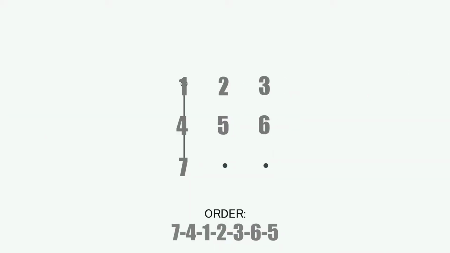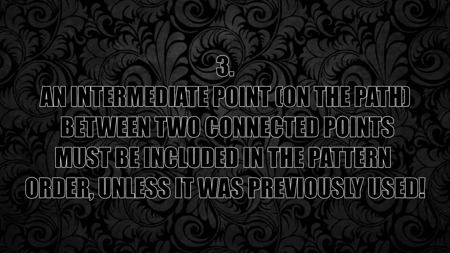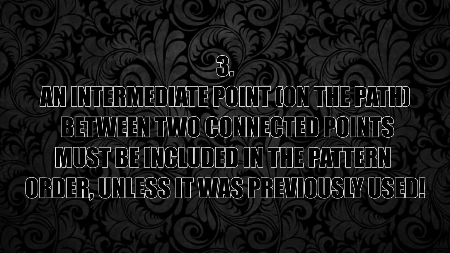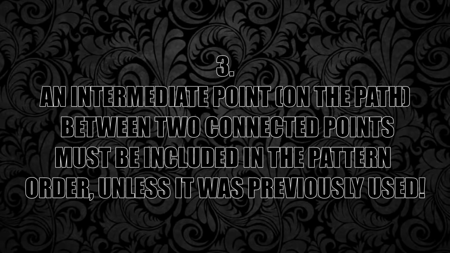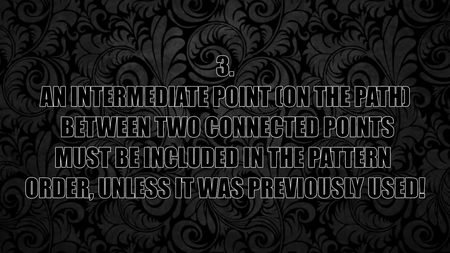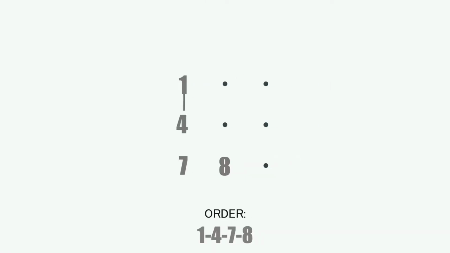So once a particular point is connected with another, you cannot use it again. However, you can cross over it to get to an unused point, but we'll get to that after rule number 3, which implies that an intermediate point between 2 connected points must be included in the pattern order unless it was previously used. For example, the L-shaped pattern that you can see on screen will always be in the order 1, 4, 7, 8, despite the fact that 1, 7, 8 would create the exact same pattern. In this particular situation, point 4 has to be included because it wasn't previously used.